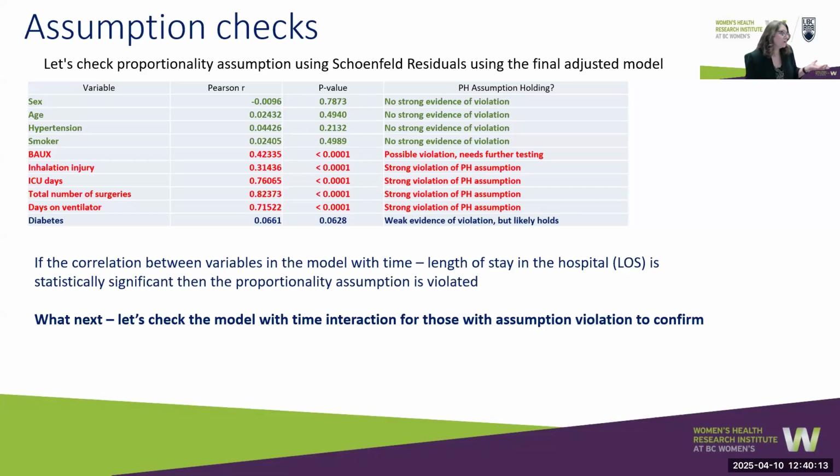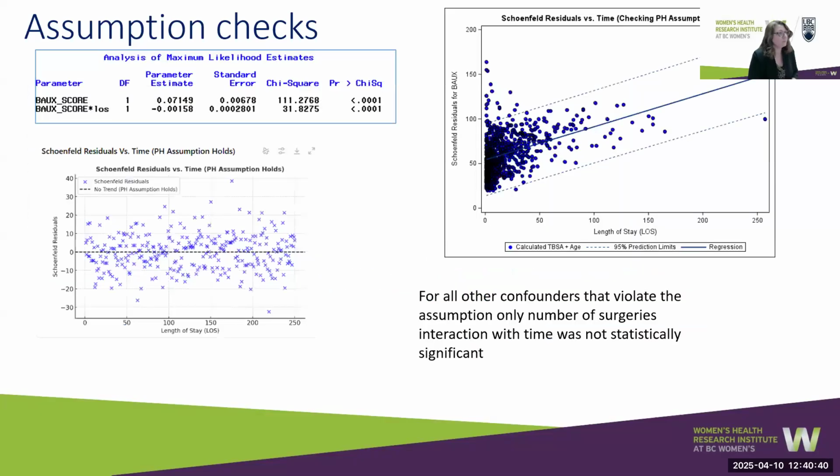For inhalation injury, technically, I don't know how to explain why it's significant. But because inhalation injury is a binary variable, 1 and 0, and the assumption is violated, the first thing you need to do is look at a stratified model for inhalation injury, yes and no, and check the assumption for each model separately to see if there is a difference between the two groups.